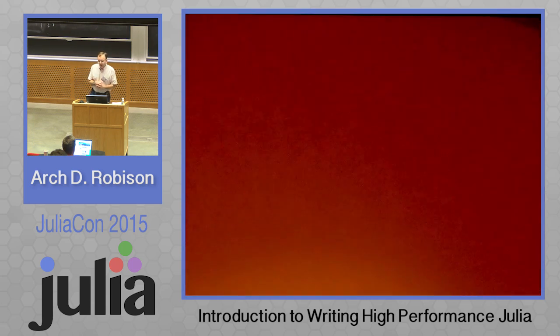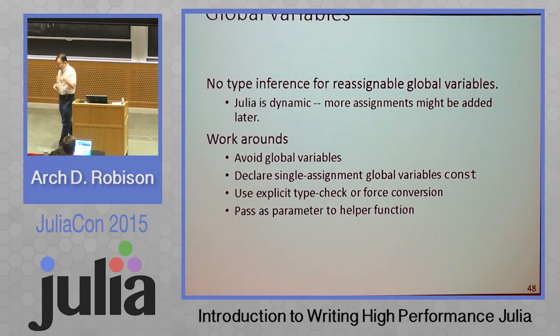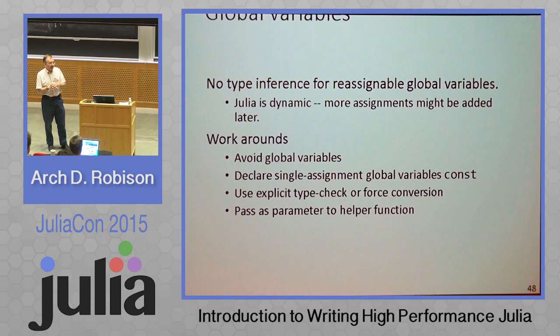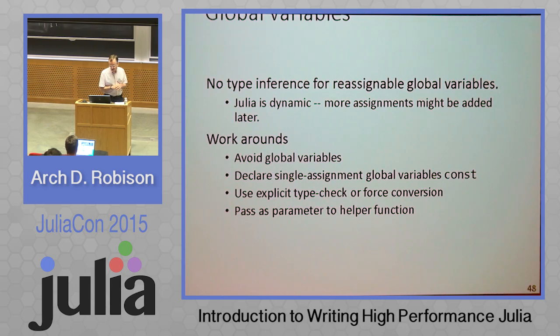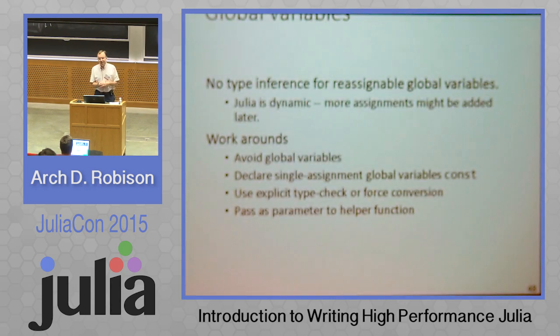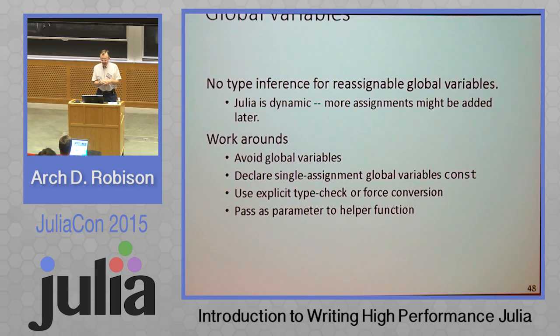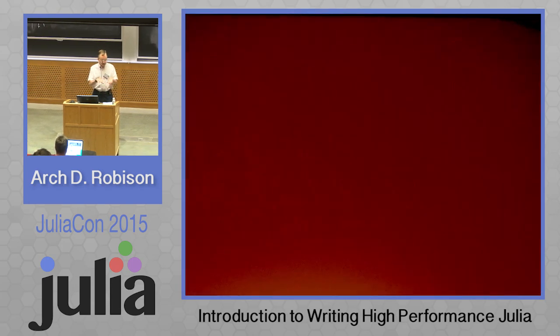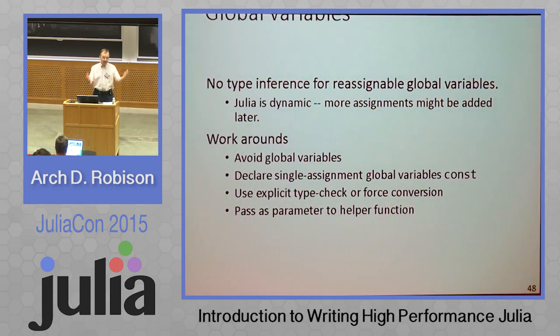Okay, global variables. Before, I had a list of various places where identifiers happen and whether the compiler infers types or not. This is the worst case. No type inference is done for reassignable global variables right now. The problem is Julia is a dynamic language. So as you're typing stuff in, you could assign something of a completely different type than anything it's seen before.